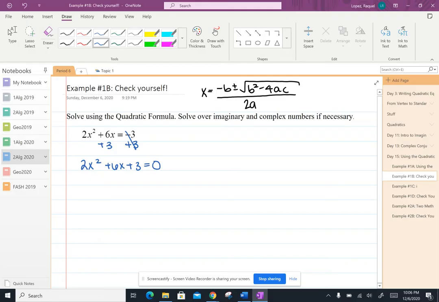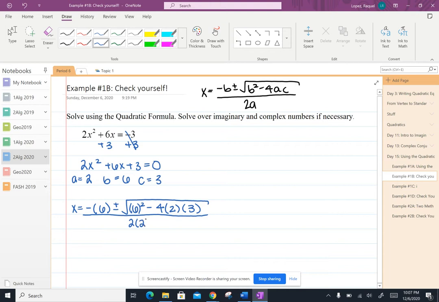I can start identifying a, b, and c and substituting the values into the quadratic formula. So a is 2, b is going to be 6, and c is going to be 3. So let's plug these values into our quadratic formula. So our formula is x equals negative b, which is negative, and then I'm going to substitute that 6 in, plus or minus the square root of b squared, so that's going to be 6 squared, minus 4AC, so A is 2 and C is 3, all over 2A, so 2 times 2.